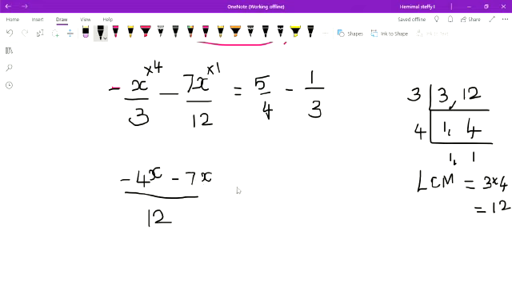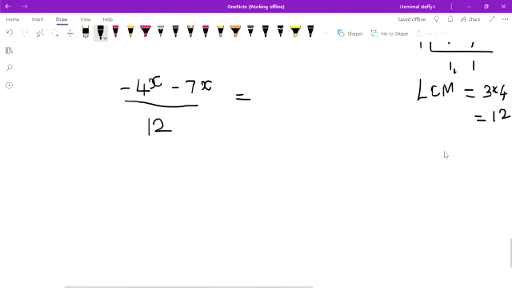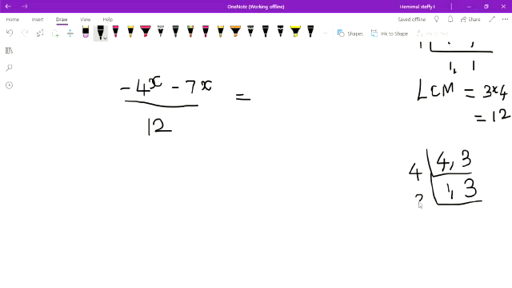Okay. Then the same thing we follow. The 4 and 3 are different denominators. Taking the LCM of 4 and 3, what is the answer? What is the LCM? 4 one time and bring down the 3, then 3 one time. So LCM is equal to 4 into 3, which is 12.